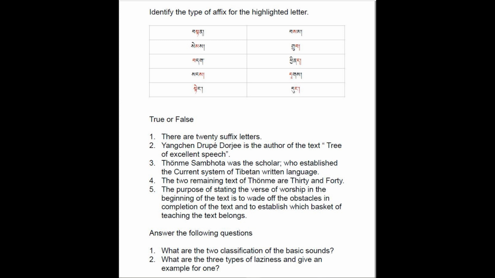Answer the following questions. What are the two classifications of basic sound? Vowel and consonant. What are the three types of laziness? The laziness of inclination towards non-virtuous actions, laziness of procrastination, and laziness due to the lack of self-efficacy or having low self-esteem.